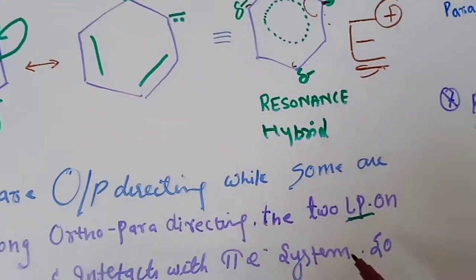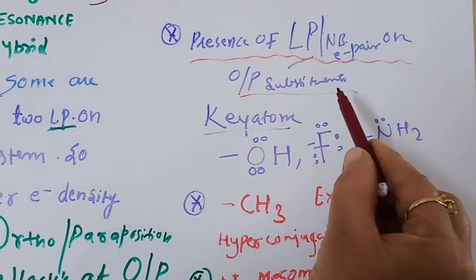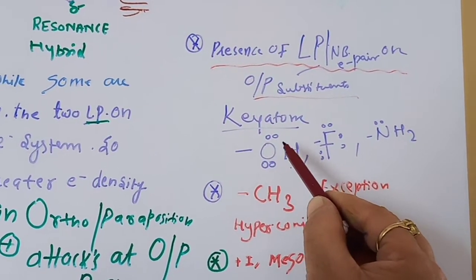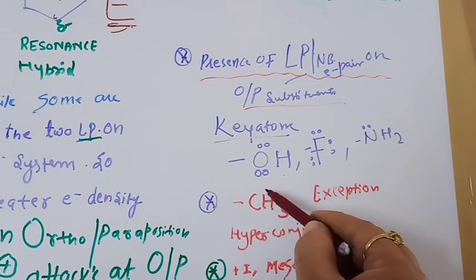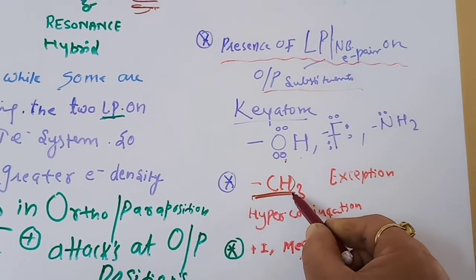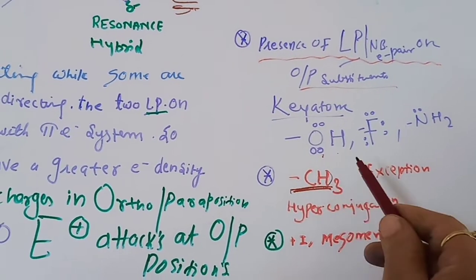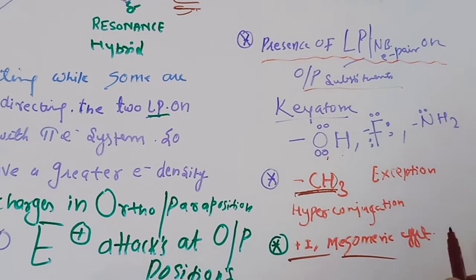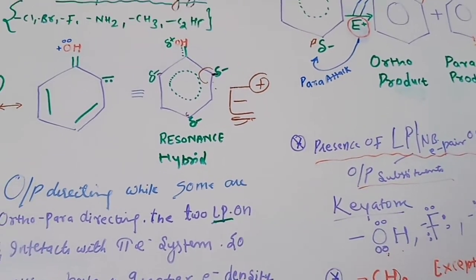One important thing here: every ortho and para directing substituent, for example the OH group, fluorine or the amino group, has a lone pair of electrons or non-bonding electron pairs, and they will interact with the benzene ring's pi electron system. The exception is the methyl group. It does not have a lone pair, but we can explain the ortho and para directing effect of the methyl group with the help of hyperconjugation. And there are many effects, like the plus I effect or the mesomeric effect, which explain the directive influences of the group. Now we will see the meta directing groups.